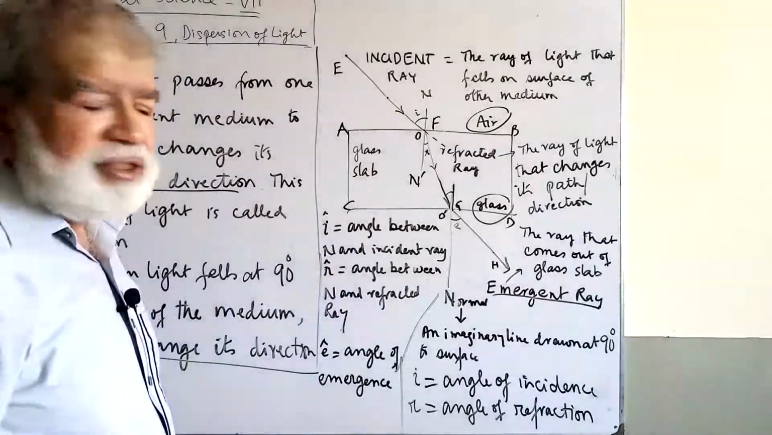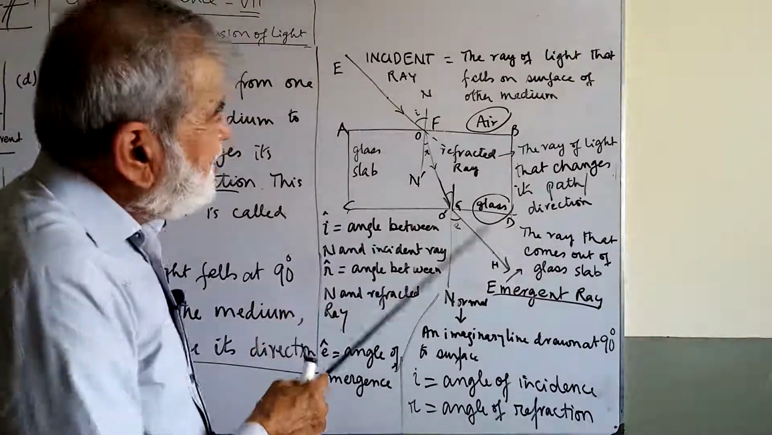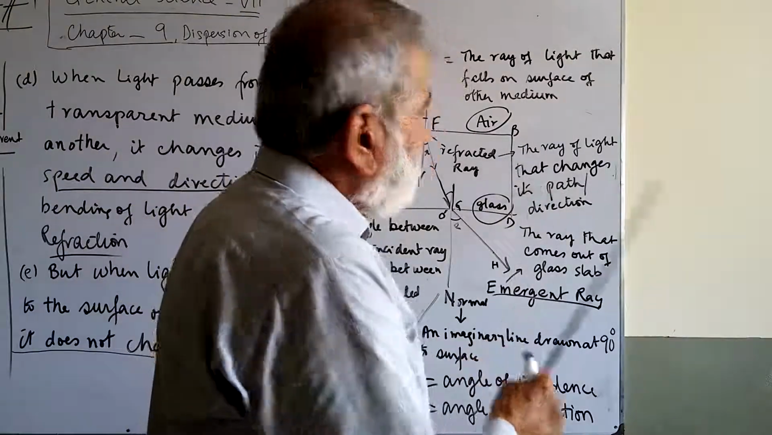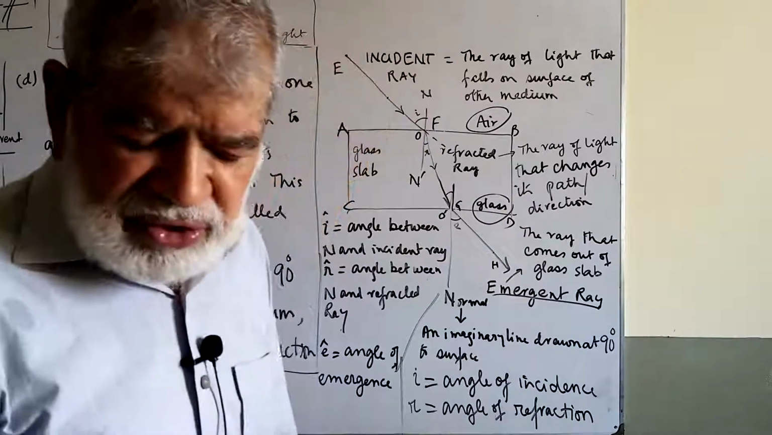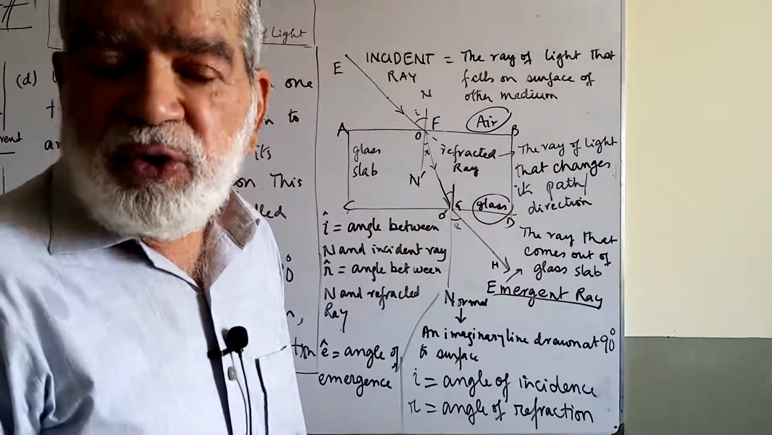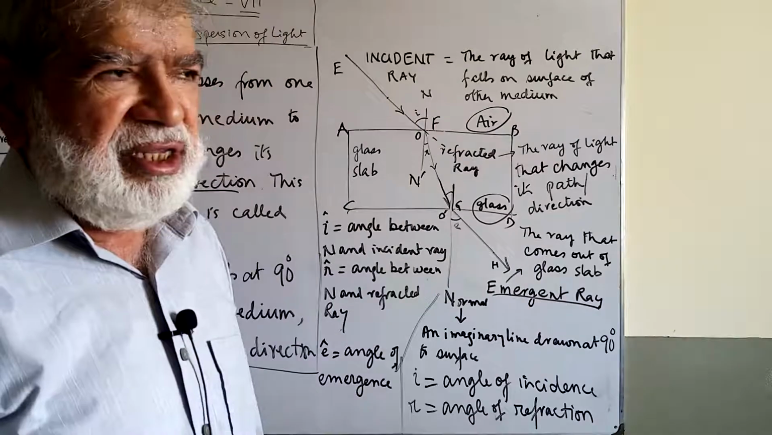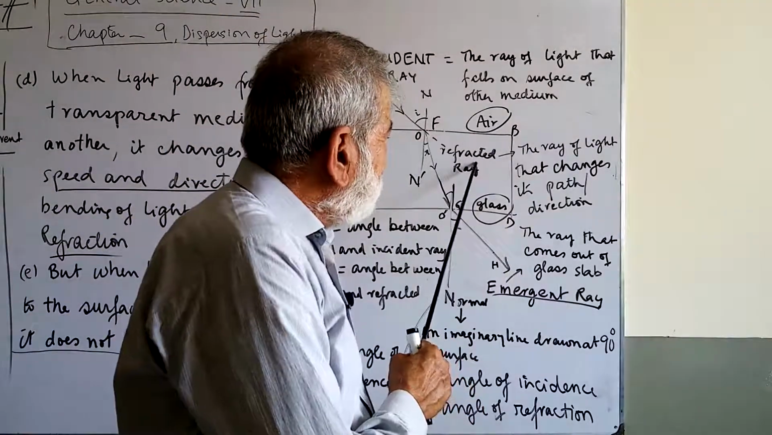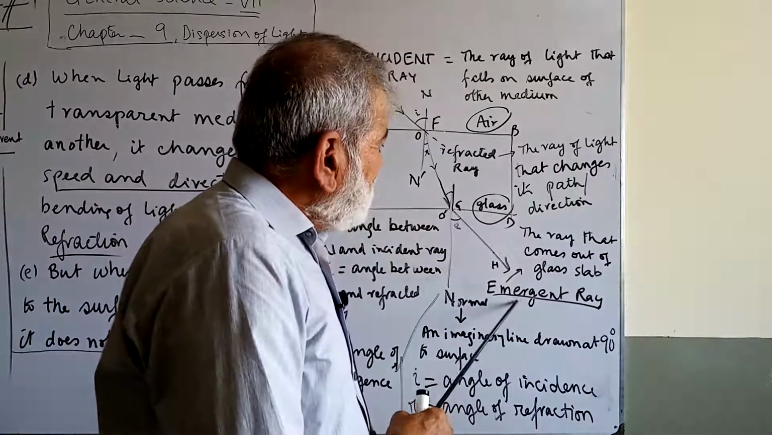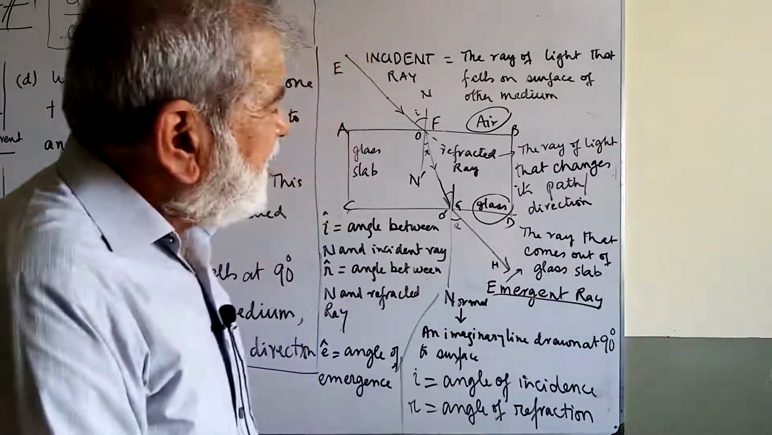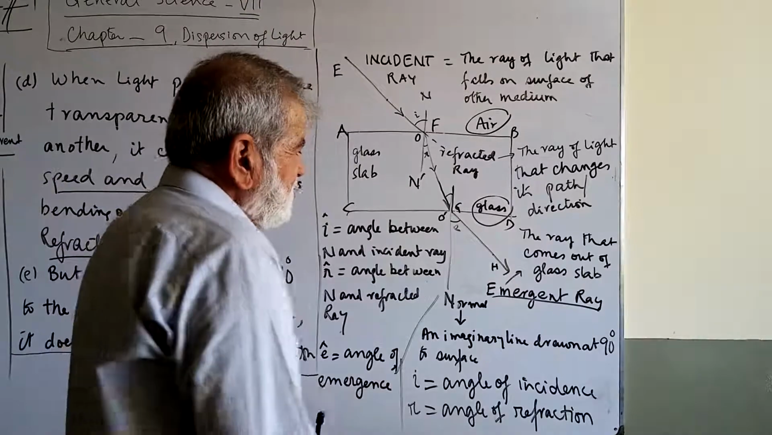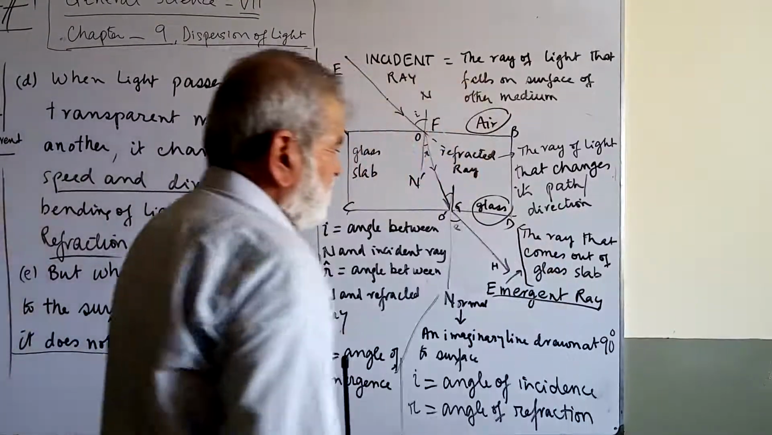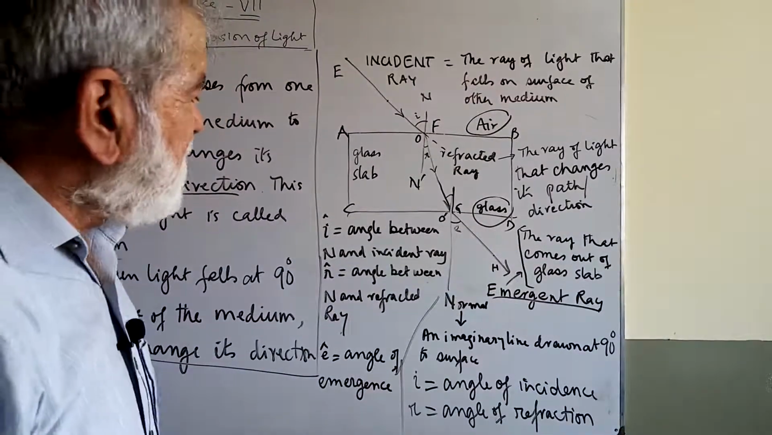This is incident ray. This is the refracted ray. What is the definition? The ray of light that changes its path. यानी refracted ray कौन सी है? वो ray जो कि अपना रास्ता change करती है, अपना रास्ता तब्दील करती है. So this is refracted ray. And what is emergent ray? The ray of light that comes out of the glass slab is emergent ray. This is emergent ray. Okay?